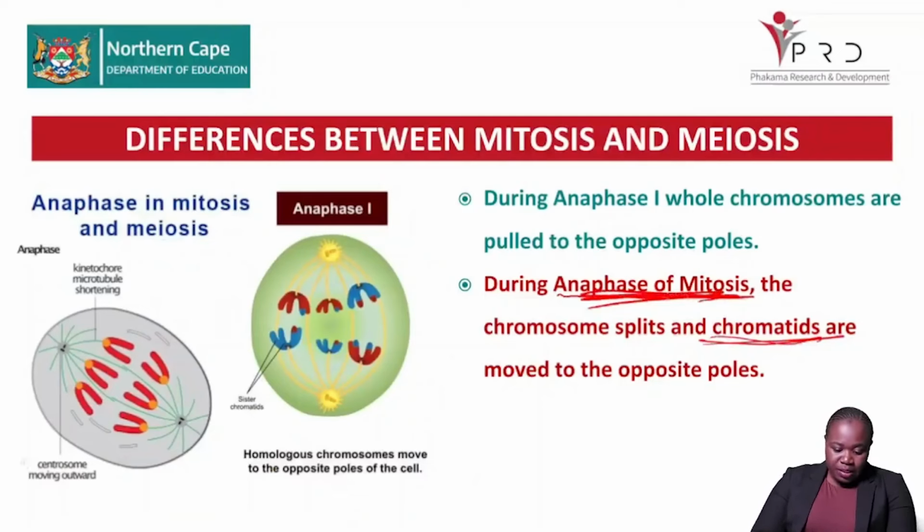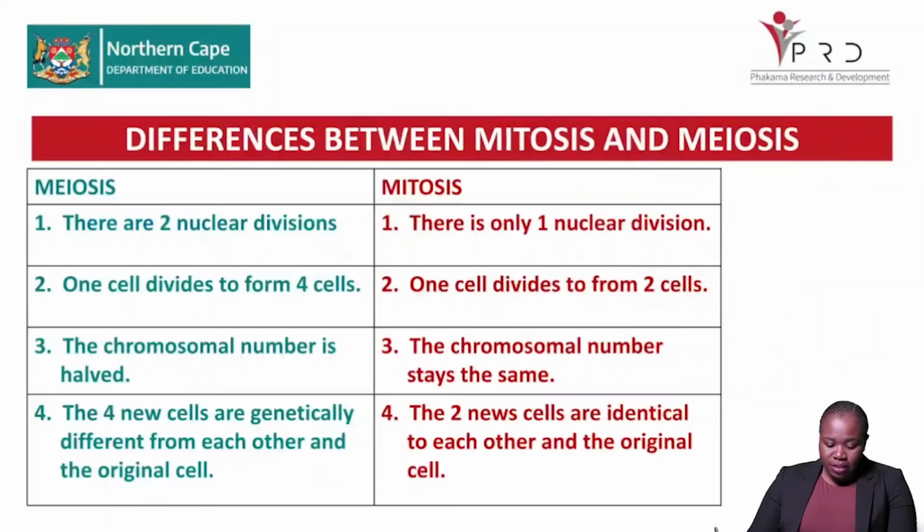So this would be a representation of mitosis. As we can see, the chromatids are being pulled to the opposite poles. Whereas in anaphase 1, it's whole chromosomes that are being pulled to the opposite poles. Now let's have a look at the other differences. 2 nuclear divisions in meiosis. Meiosis 1 and 2, only 1 nuclear division in mitosis.